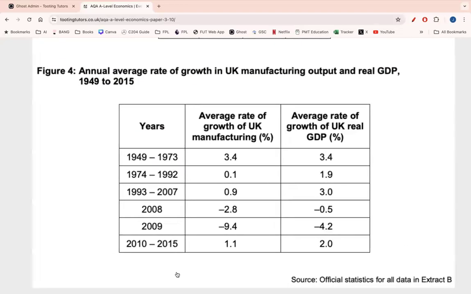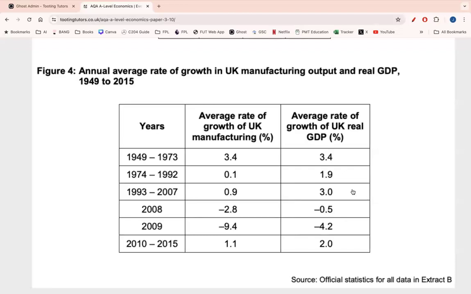So again, one more time. The rate of growth of UK manufacturing has fallen, from 1993 to 2007, it was 0.9%. I would say that the average rate of growth of UK manufacturing has fallen.